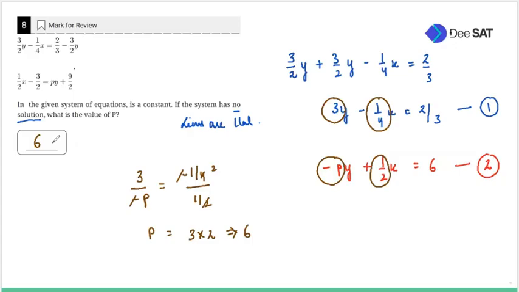Such a category of question is very common in the SAT examination. You can easily find them.